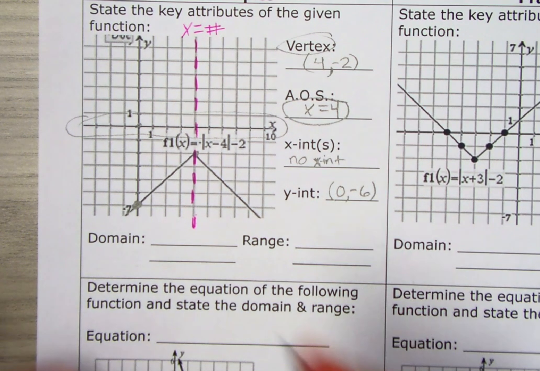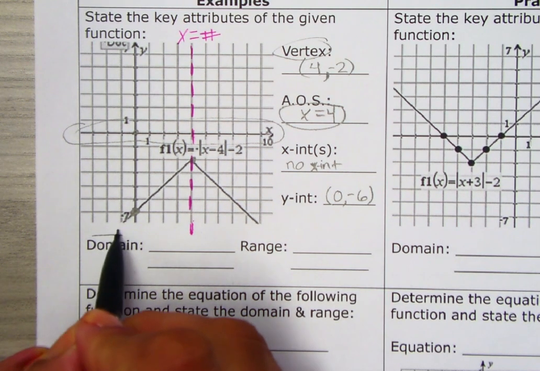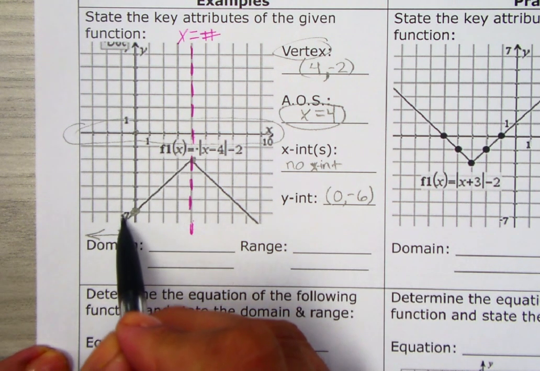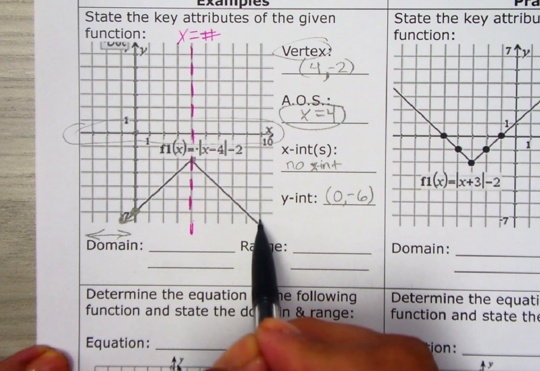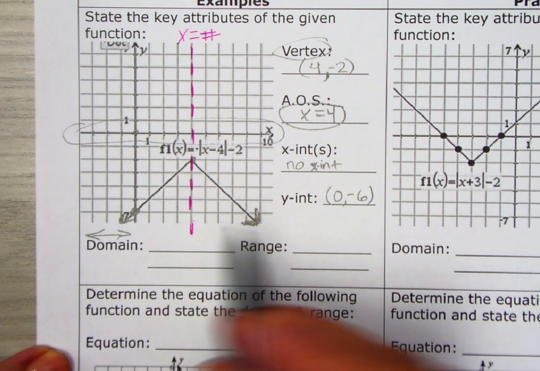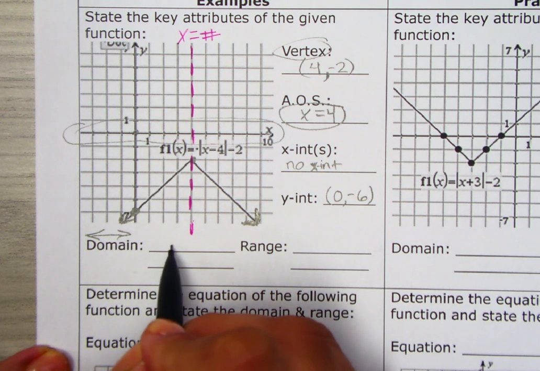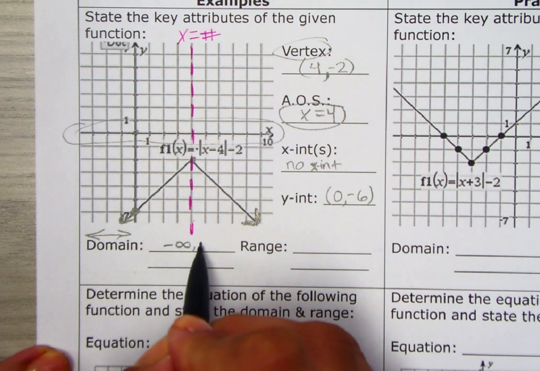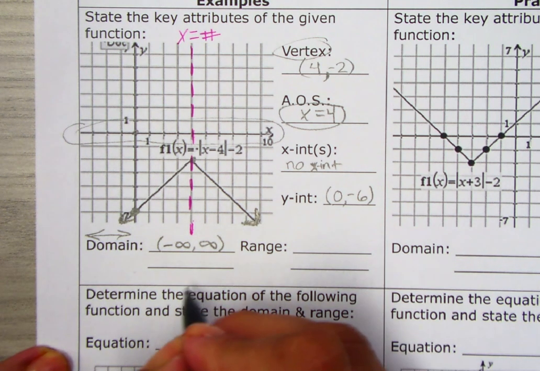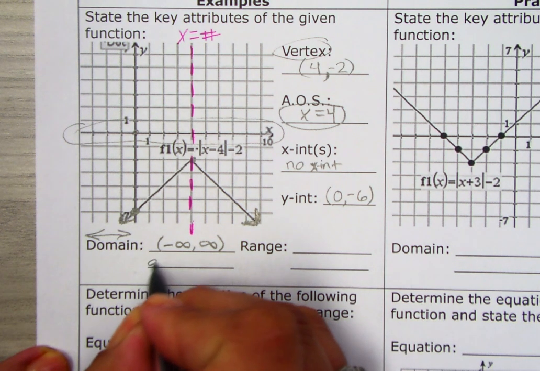For the domain, we need to remember domain is x, which is looking at the graph left to right. We talked about this graph having arrows as it keeps going, unless it's specified that it's not. So in this case, because it's going to the left and right forever, we're going to say that it is negative infinity, comma, positive infinity. And we're going to put parentheses on the sides saying that it's approaching infinity, but never stopping. This is also known as all real numbers.